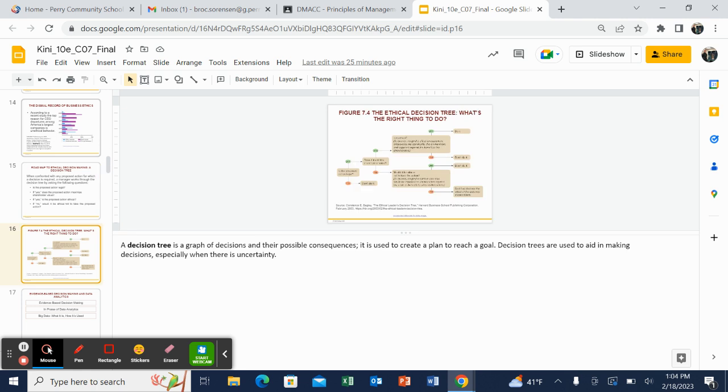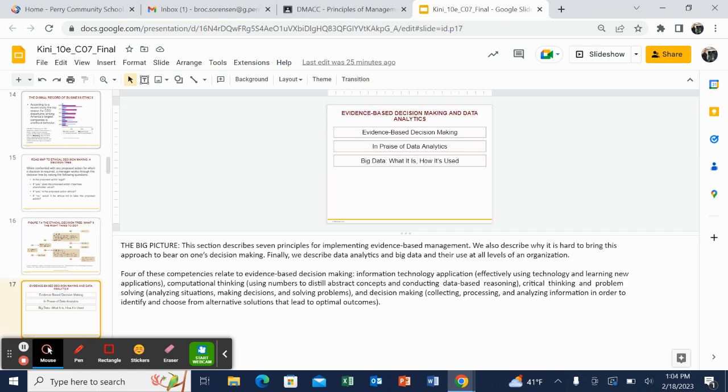And then we have figure 7.4. So ethical decision tree, what's the right thing to do? And here's the example of that. And I think if you take a look on page 278 in your book, you can actually see the ethical decision making tree there a little bit more in depth. And that really covers it there for 7.2.